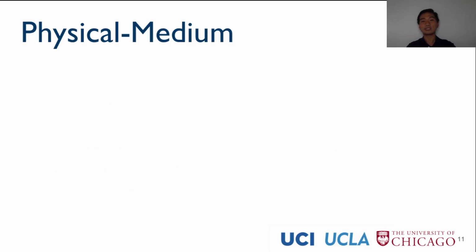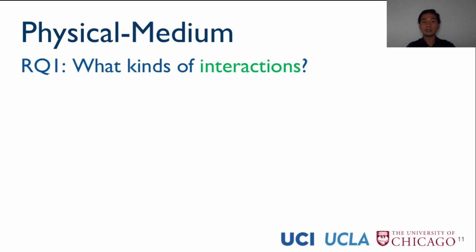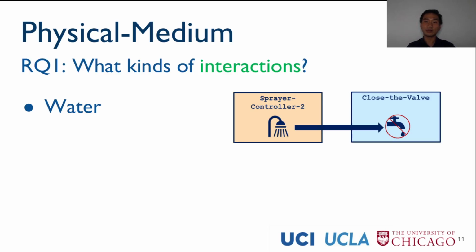Now let's look at the physical medium group. We found app pairs in which the two apps interact through water. For example, we found an interesting pair of apps called the Sprayer Controller 2 and Close the Valve apps. The Sprayer Controller 2 app schedules irrigation periodically, while the Close the Valve app closes a water valve when the water sensor detects moisture. When the water coming from a water sprayer controlled by the Sprayer Controller 2 app reaches the moisture sensor used by the Close the Valve app, the two apps interact.